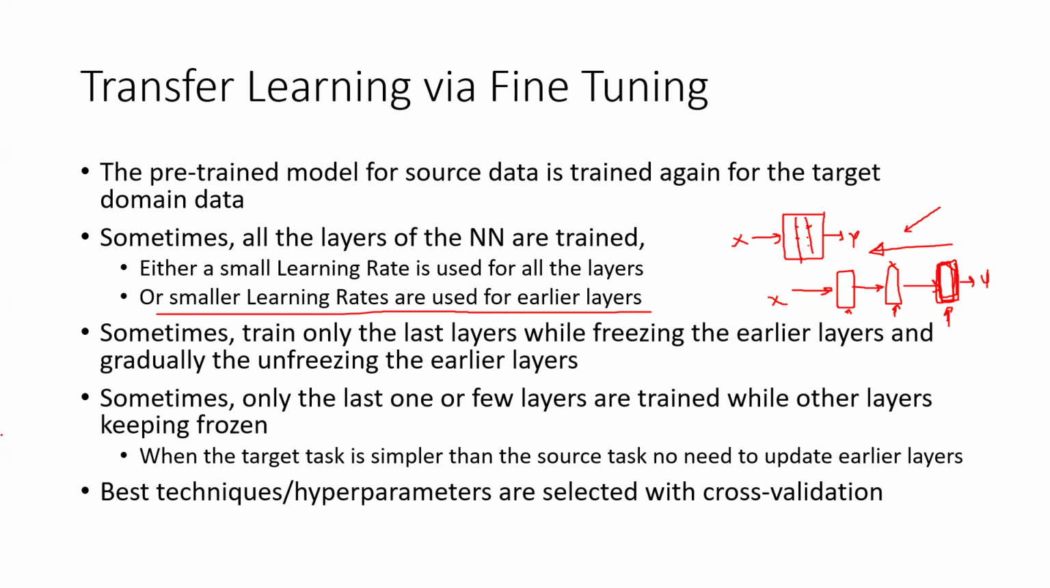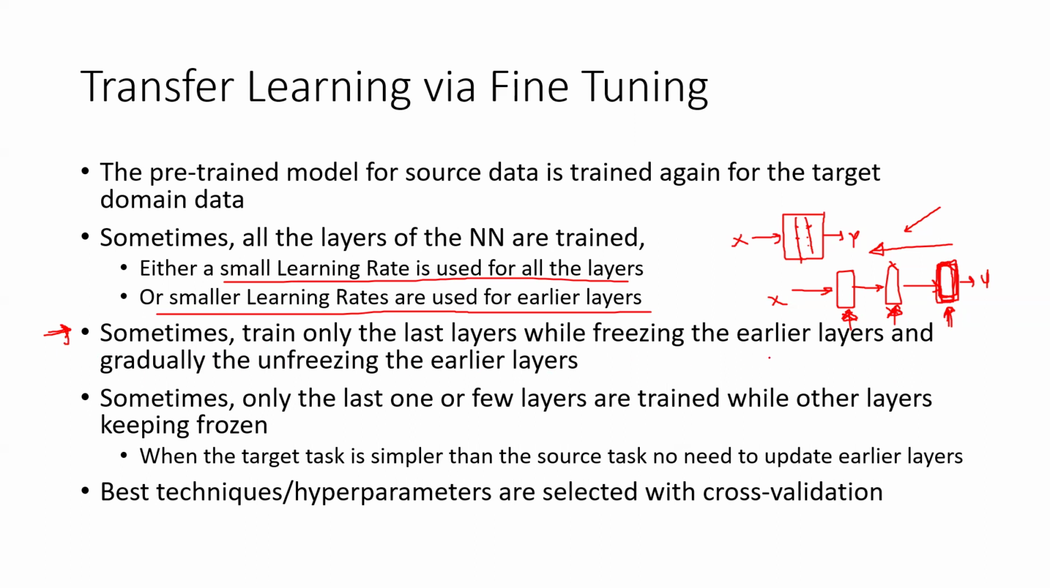Instead of using a smaller learning rate for all the layers, there's another technique where you first freeze all these inner layers. You only train the output layer, right? So first you train the output layer, and then you unfreeze this layer and train this layer as well. Once you have learned this layer and this layer, then you unfreeze this layer and train all these three layers. So that is another technique for training, right?